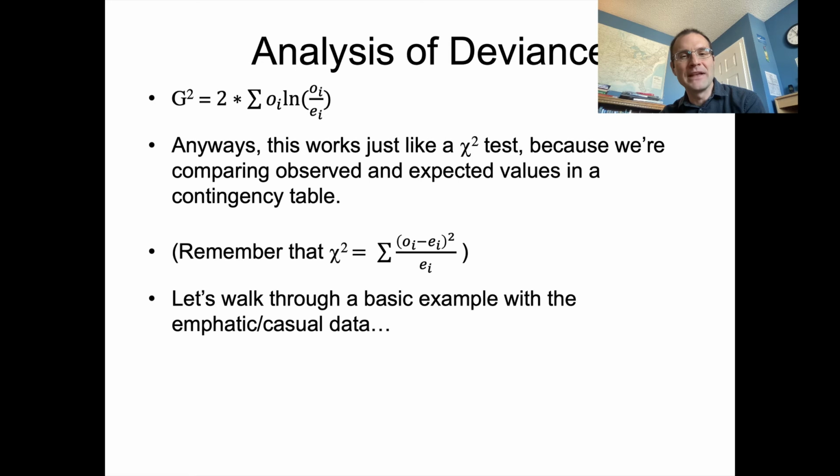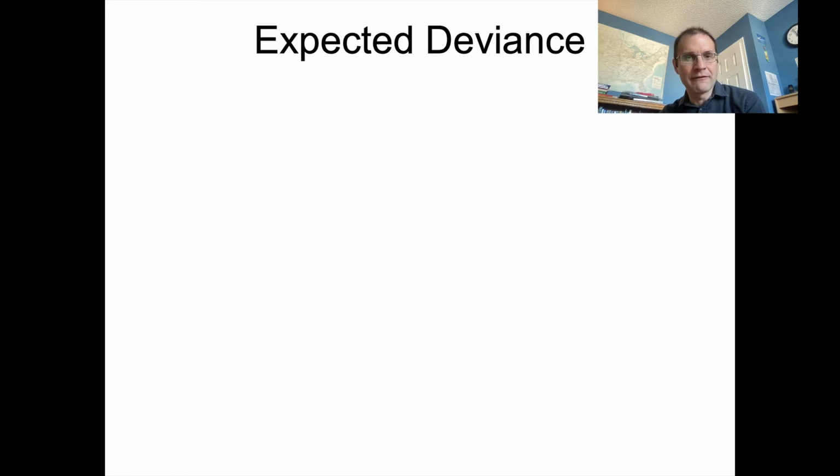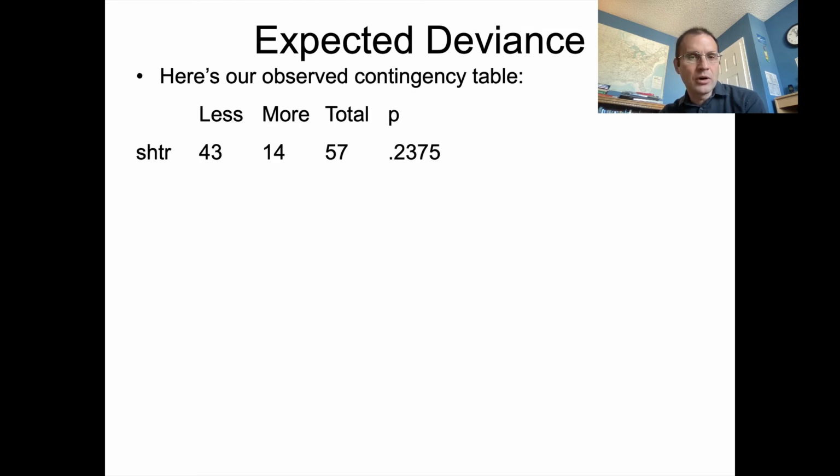I can walk you through a basic example, involving similar variables as we go through either the g-squared or the chi-squared example. I've got this note here about organizing your count data in terms of two distinct proportions, but R is basically going to do that for you, because otherwise this sort of proportional analysis is not going to work. So let's go back to this David Durian Stra data.